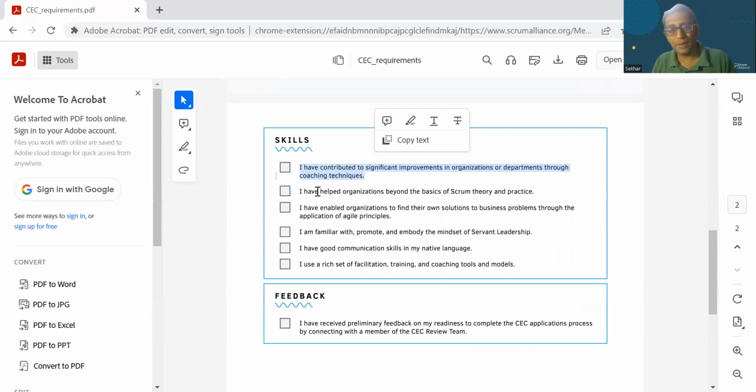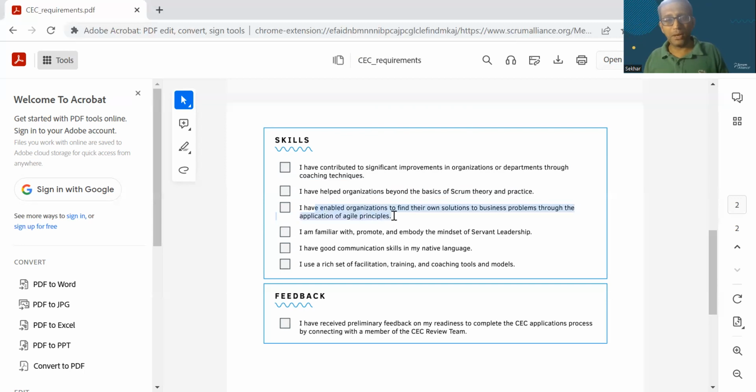And you have helped organizations beyond basics. One thing which I often hear from applicants is that they have a lot of training experience. They say, I have trained 10,000 people in several organizations that I worked with. That is totally irrelevant experience for this application. So do not mention your training experience. Do not ever mention your training experience. We want to hear your coaching. I know everyone does a bit of training, but we are more looking into your coaching experience, not training experience.